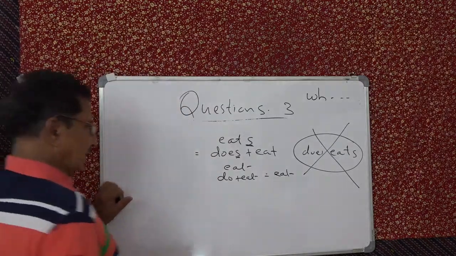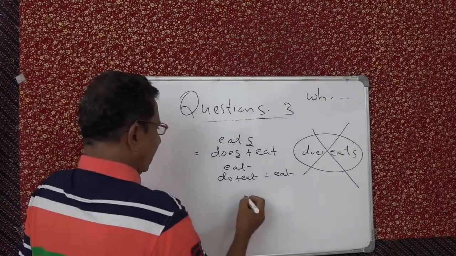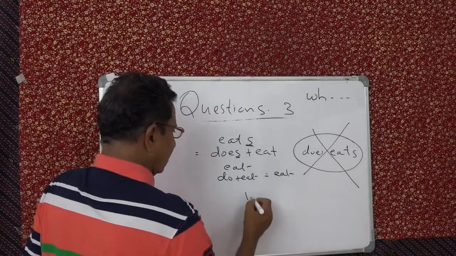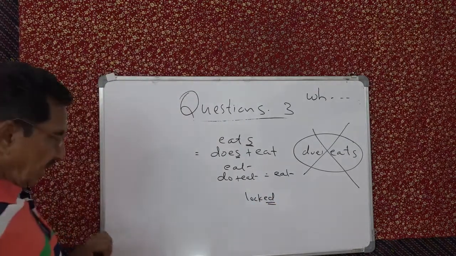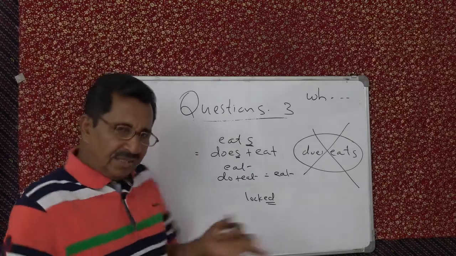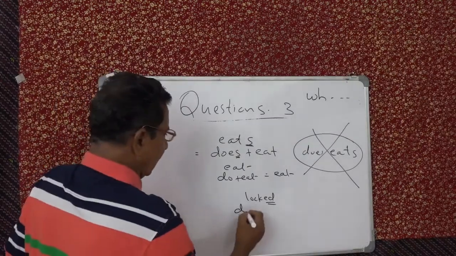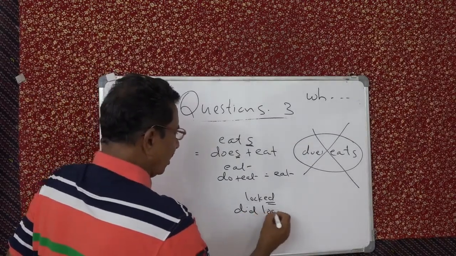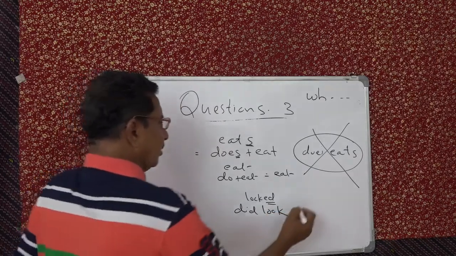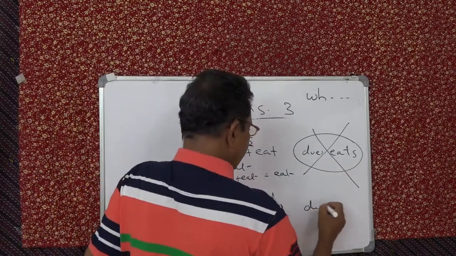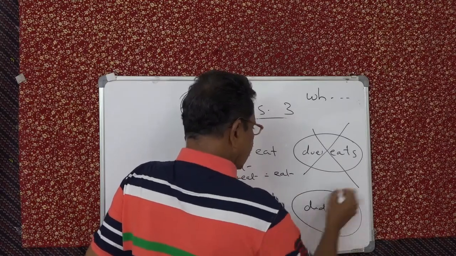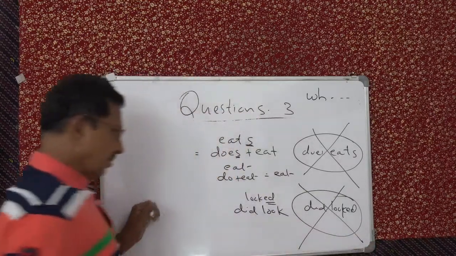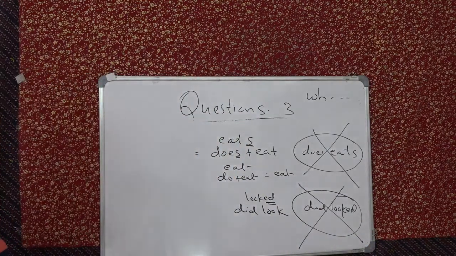When it is past tense, what happens is you have, let's say, looked. I am taking looked because you can see the ed. Next one will be what you cannot see. Looked is equal to did look, not did looked. Understand? That's wrong. So did look. That is very clear.